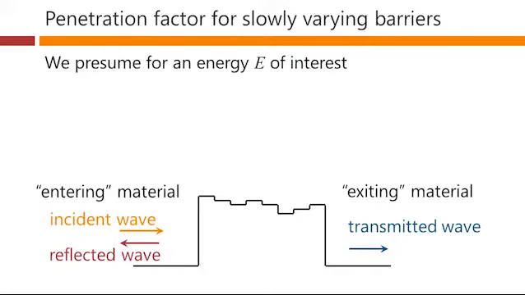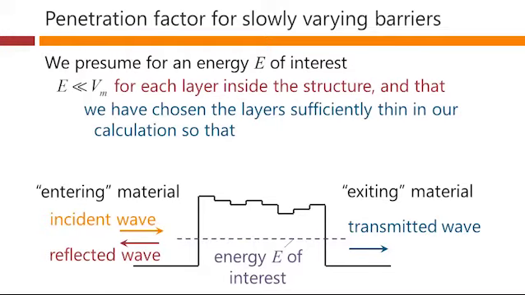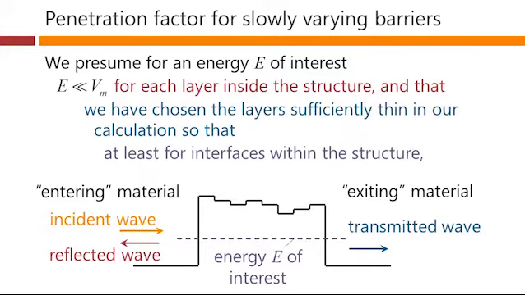We presume for some energy E of interest, where E is therefore much less than Vm. So we're well below the top of the barrier here. And we're presuming that we've chosen these individual layers sufficiently thin in our calculation, so that at least for interfaces within the structure, the wave vectors for the purposes of the boundary condition calculation are approximately the same on both sides.